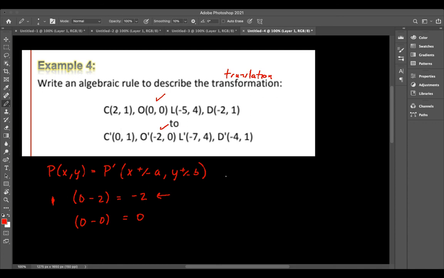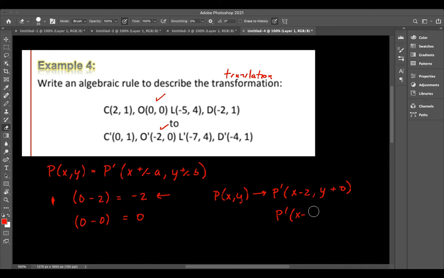All right. So having said that, what is our rule or equation? We can rewrite this as P(x, y) is mapped to P prime (x minus 2, y plus 0). And that's how it would look. Or you can just say P prime (x minus 2, y), and you can write it like that as well.